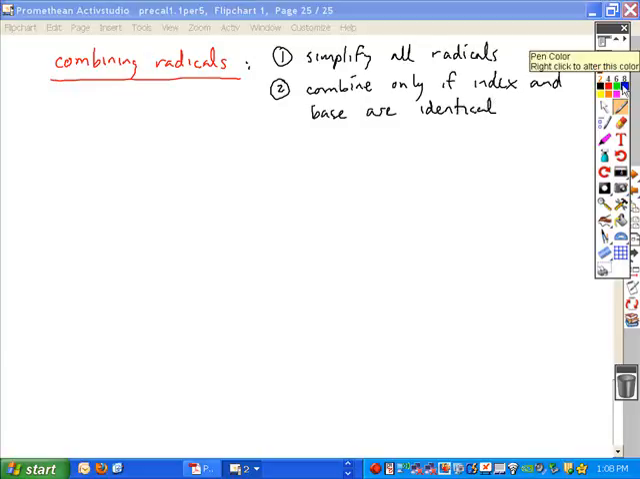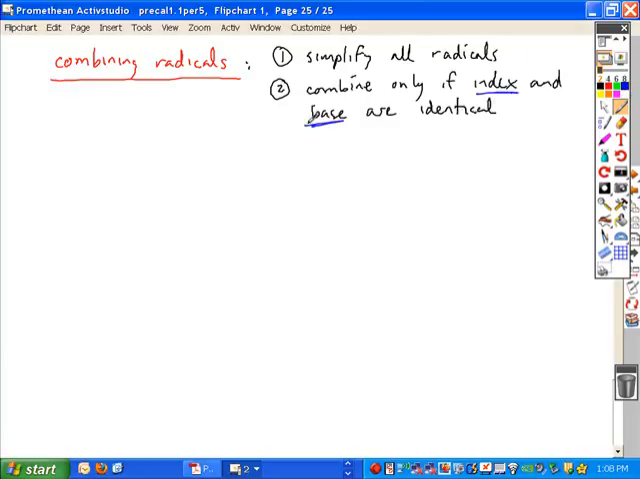And the base is the same. So the index and base have to be exactly the same for each term being added or subtracted. That's the only way you can combine radicals.